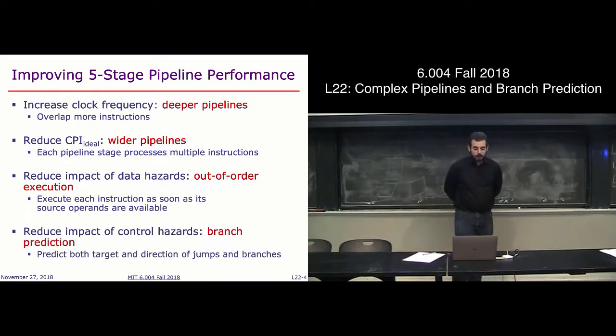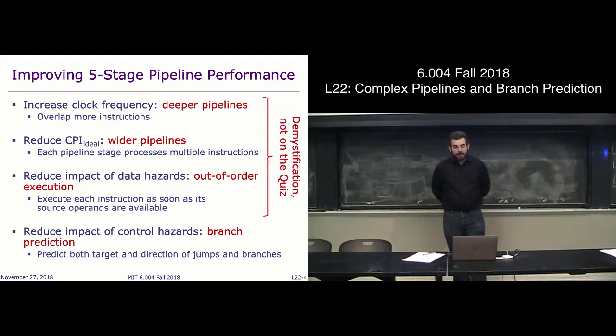And the second technique that we will see in more detail is essentially reducing the impact of control hazards through what we call branch prediction. But really, this is prediction of branches and jumps. And so we're going to try to do better predictions than just PC plus 4 when we're trying to figure out what is the next PC that our pipeline should fetch.